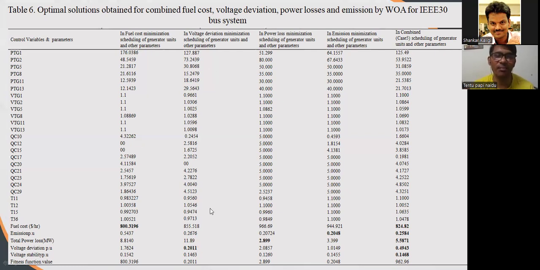In the second case, voltage deviation is my main focus. Likewise, this is reduced. Similarly, voltage stability is 2.899. Third case, emission is 0.2048. By combining with the Whale optimization algorithm, in the multi-objective case the fuel cost is 824.82, emission is 0.2584, power loss is 5.5871, voltage deviation is 0.4943, and voltage stability is 0.1468. Likewise, I can reduce all of these.